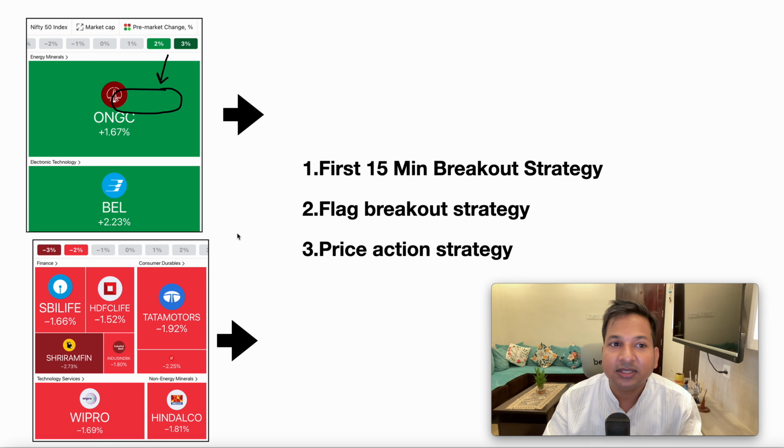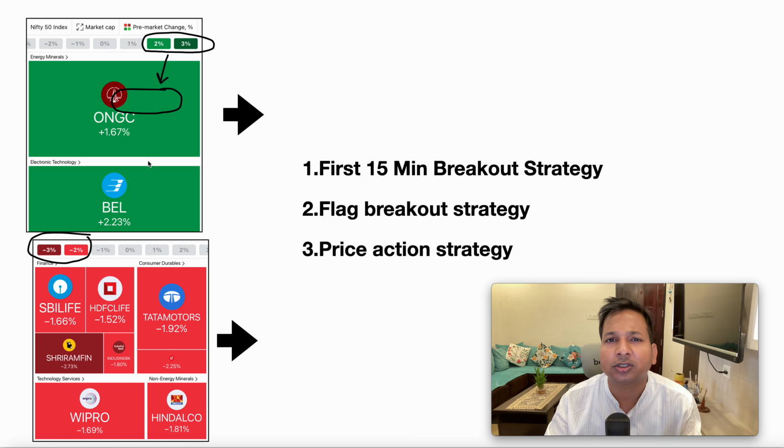Now the second thing is how to know which stocks I have to trade. What I use is the stocks which show the highest gain or loss in the pre-market. So you have to select the tab in that heat map, plus 2%, 3% and minus 2%, 3%.